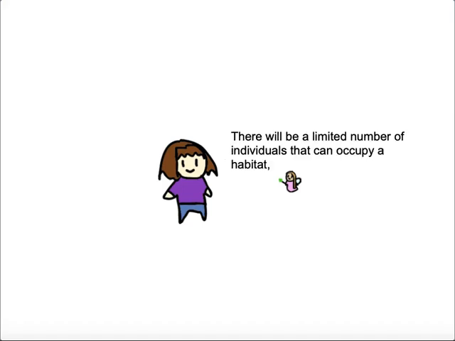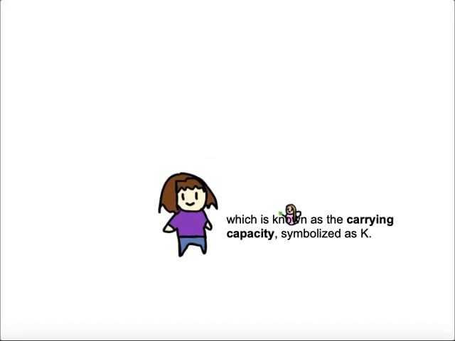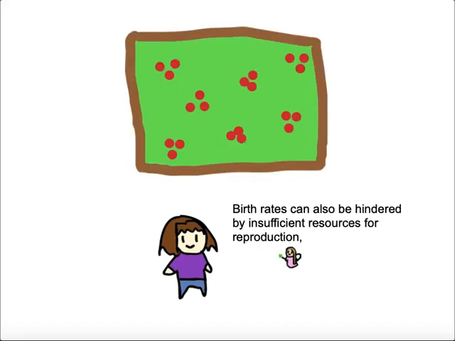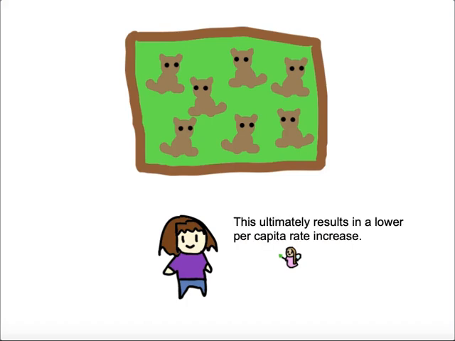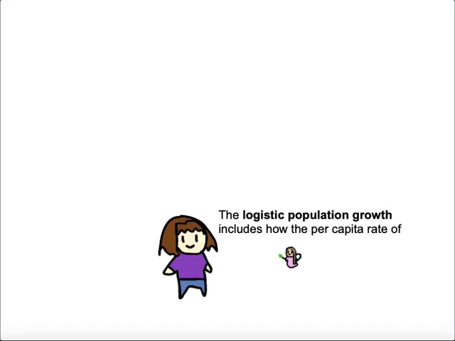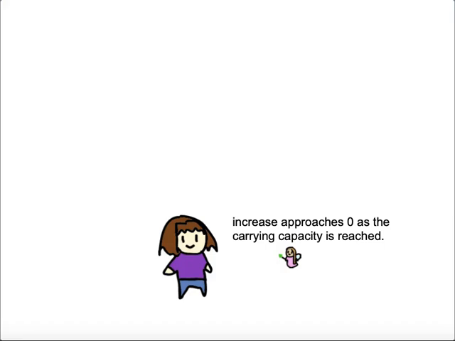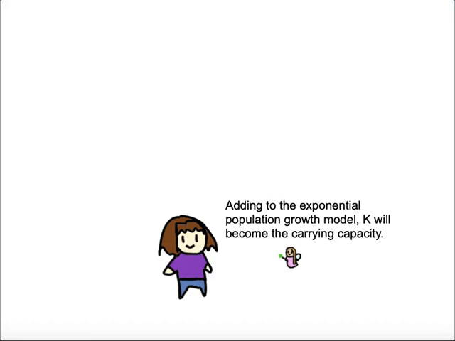There will be a limited number of individuals that can occupy a habitat, which is known as the carrying capacity, symbolized as K. Birth rates can also be hindered by insufficient resources for reproduction, while death rates can increase due to disease or parasitism. This ultimately results in a lower per capita rate of increase. The logistic population growth model includes how the per capita rate of increase approaches 0 as the carrying capacity is reached. Adding to the exponential population growth model, K will become the carrying capacity.